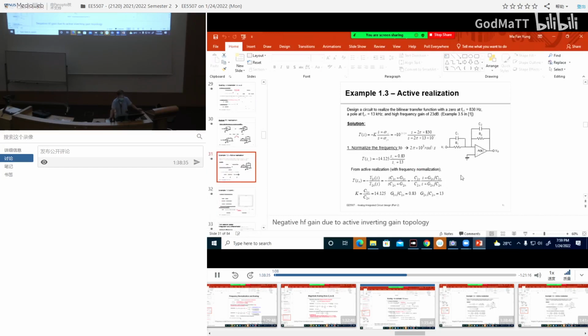Okay, so example, right? In this example, we will say that Z1 is C1 in parallel with R1, Z2 is R2 in parallel with C2. If you don't believe me, you just go back and try. So what is the Laplace equation for this? C1 in parallel R1? Anybody?